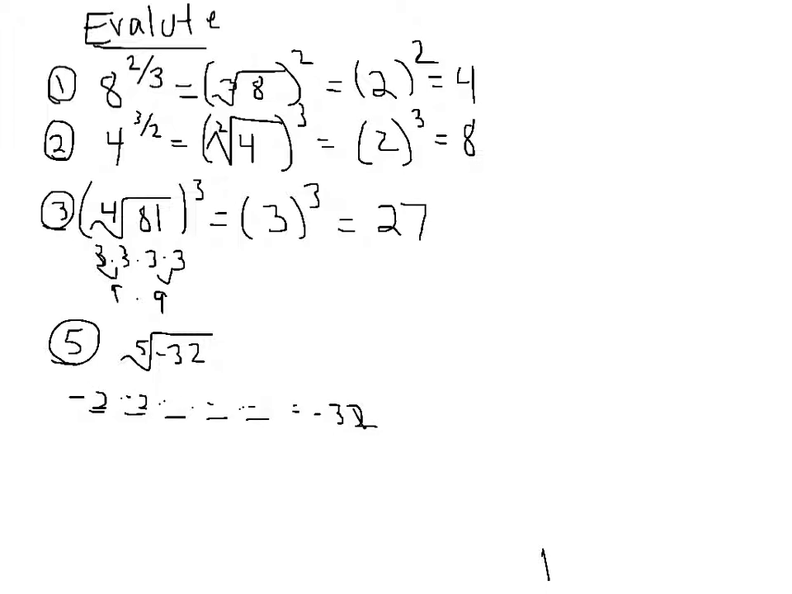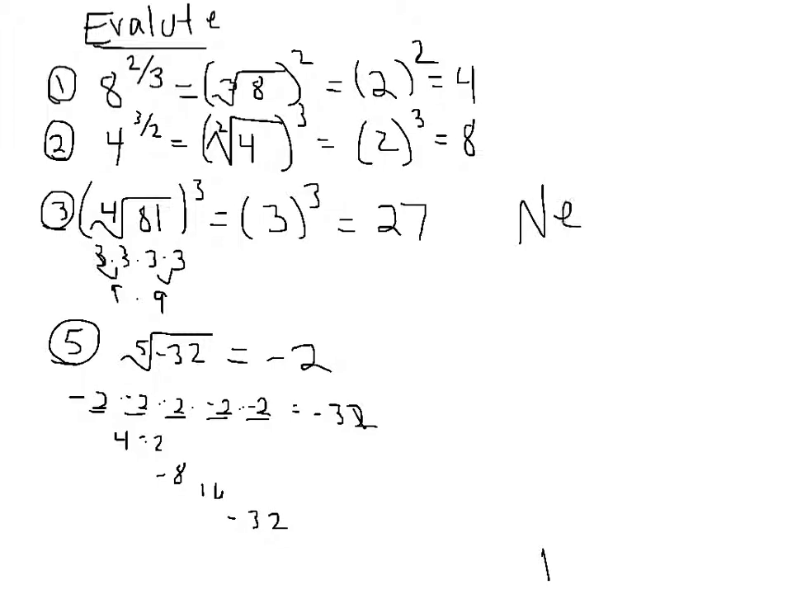Well, if you think about negative 2 times negative 2 times negative 2 times negative 2 times negative 2. Negative 2 times negative 2 is 4, times negative 2 would be negative 8, times negative 2 would be positive 16, times negative 2 would be negative 32. So the 5th root of negative 32 is negative 2, because, again, negative 2 to the 5th power is negative 32.